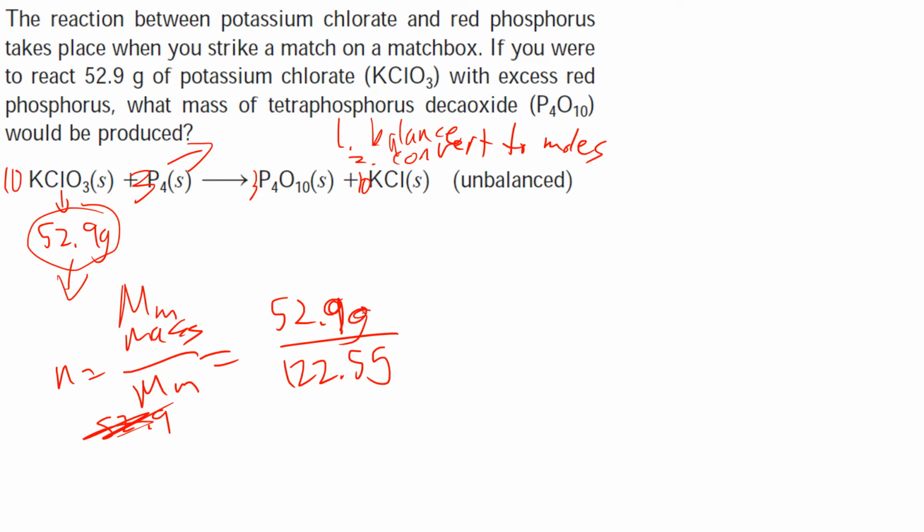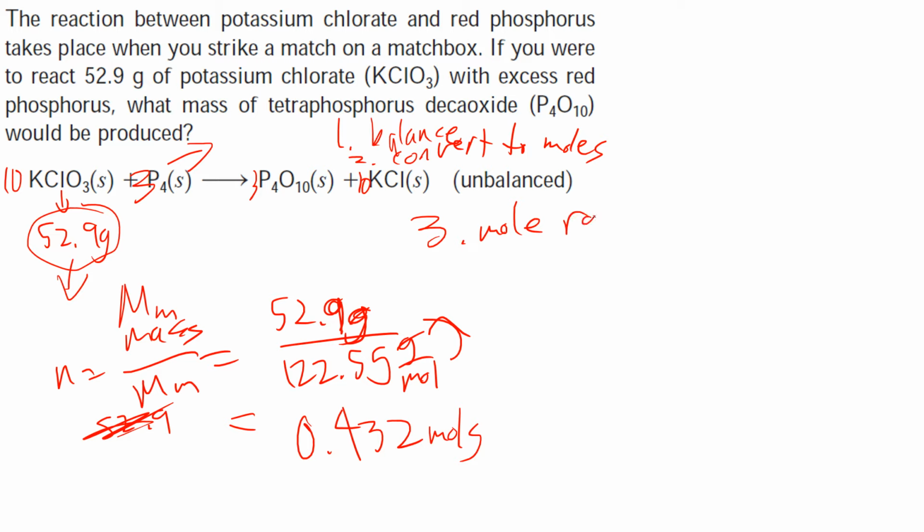This is grams per mole. The grams cancel and the mole moves to the top. And you get 52.9 divided by 122.55, which is 0.432 moles. Okay, so we have 0.432 moles, and I guess the third step you could say is mole ratios, right?